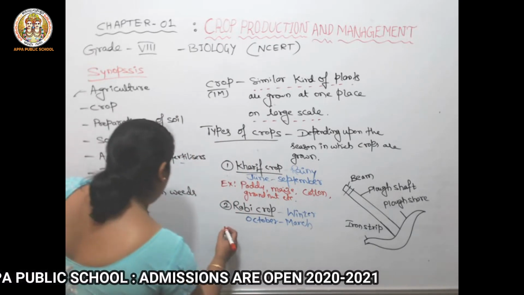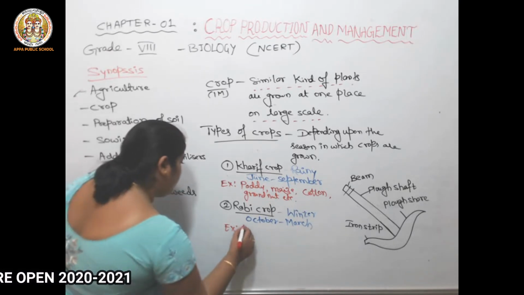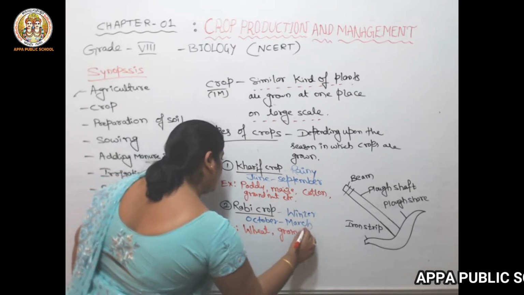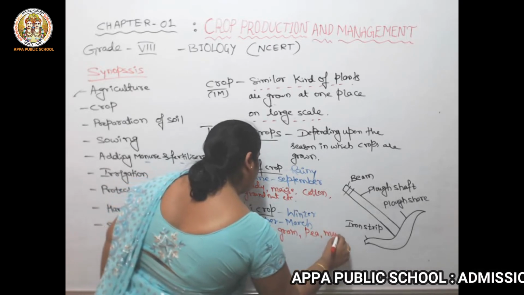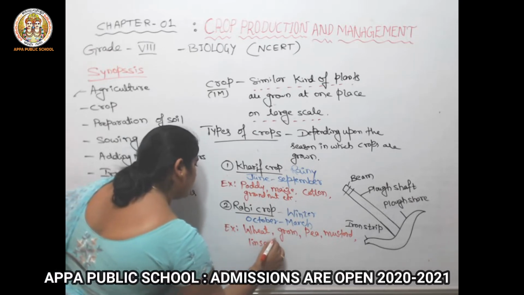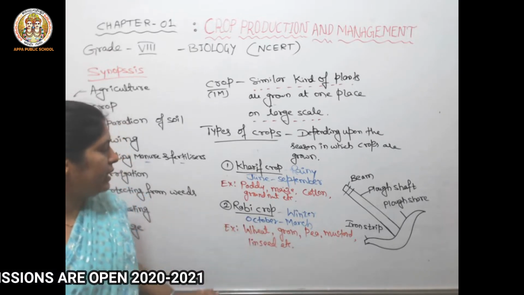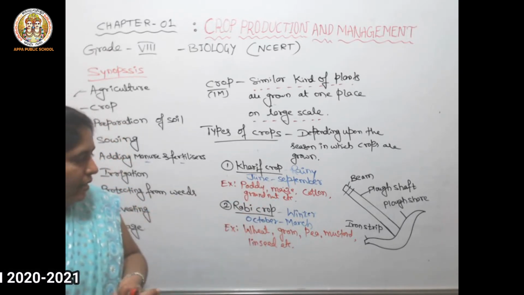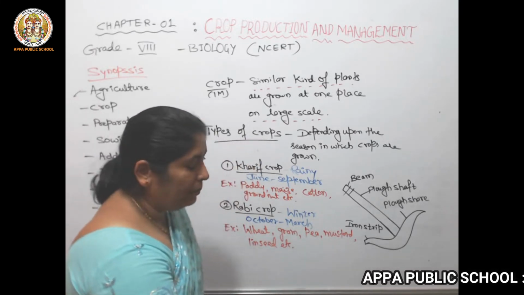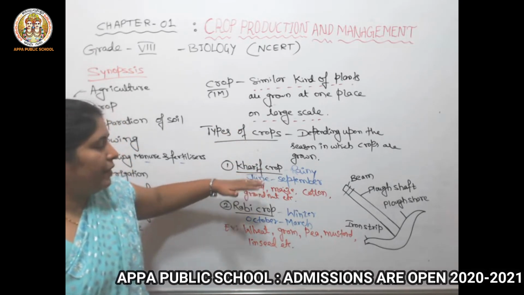Okay, next one, that is examples. Examples are wheat, gram, pea, mustard, linseed, etc. So these all are called rabi crops. Apart from this, still many are there. Just remember these many examples, it's enough. If you want to collect still more examples for the different types of crops, you can do that. I think it is clear to you, the types of crops, the kharif and the rabi crops.